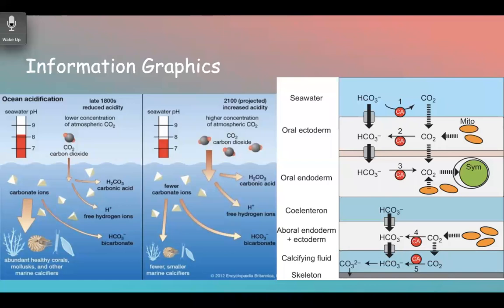But as carbon dioxide is respired from the mitochondria, carbonic anhydrase is able to convert it into bicarbonate so that the corals are able to utilize carbonate in creating more skeleton.